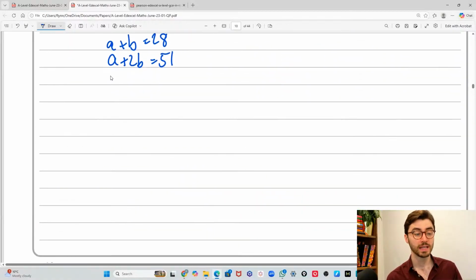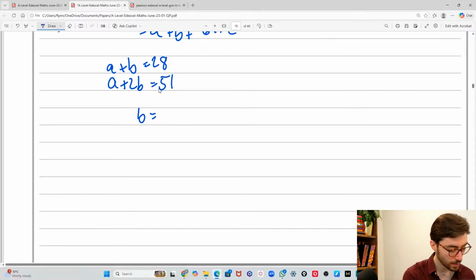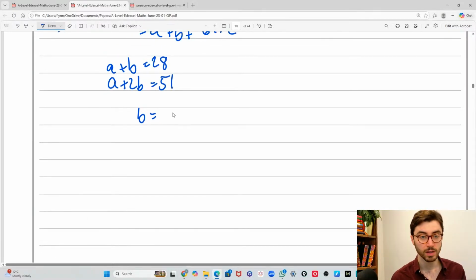Now, so a minus a equals 0, 2b minus b equals b, 51 minus 28 is 23. So b is 23 and a is equal to 5.